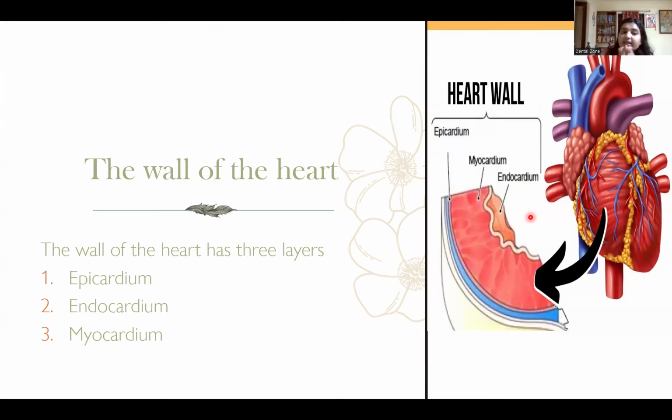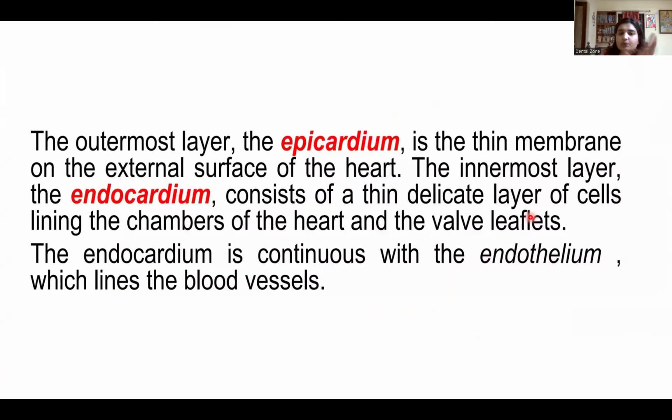The epicardium, the endocardium, and the myocardium. Epicardium is the outermost, myocardium is the middle muscular layer, and endocardium is the innermost. The outermost is the epicardium. It is a thin membrane on the external surface of the heart. The innermost layer, the endocardium, consists of a thin, delicate layer of cells lining the chambers of the heart and the valve leaflets. The endocardium is continuous with the endothelium, which lines the blood vessels.